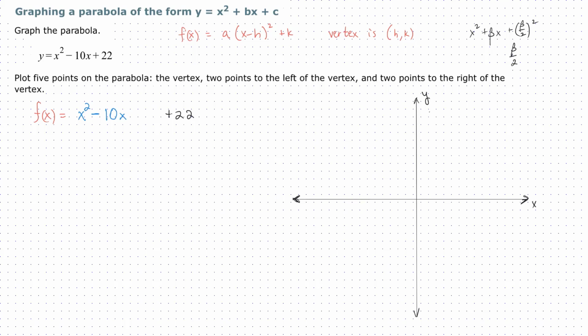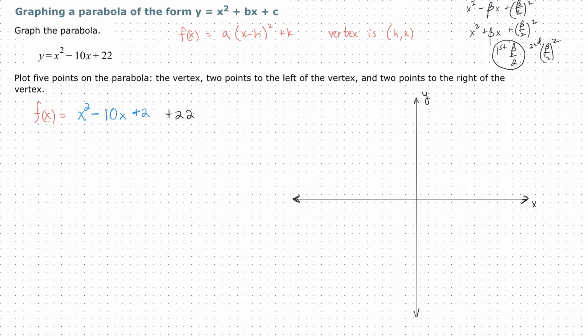I should mention that it doesn't matter if it's plus beta x or minus beta x. It could be minus beta x also, and you would still add beta over 2 quantity squared to complete the square. Okay, so the first thing is take beta over 2, and then the second thing is take beta over 2 and square it. All right. Once again, take 10 divided by 2, you get 5, square it. We're going to go ahead and add 25 here.